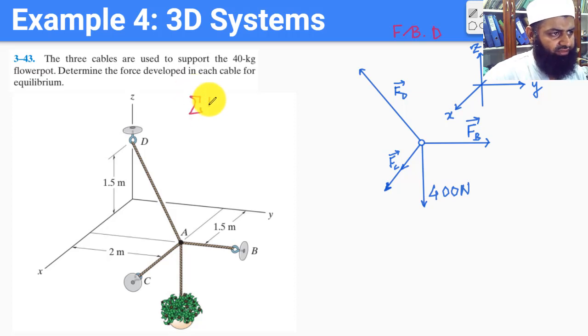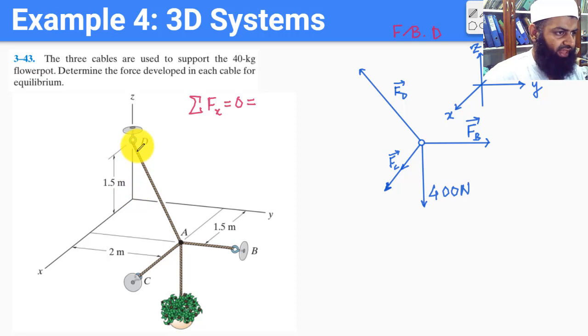So we start off by writing the sum of all the forces in x equals 0. The only two forces which have a non-zero x component are this force FC, which has a positive non-zero component in the x direction, and this force FD. And to find the x component of FD, we would have to use the unit vector. So we know that this distance is 1.5, this distance is 2 meters, and this third distance is again 1.5 meters.